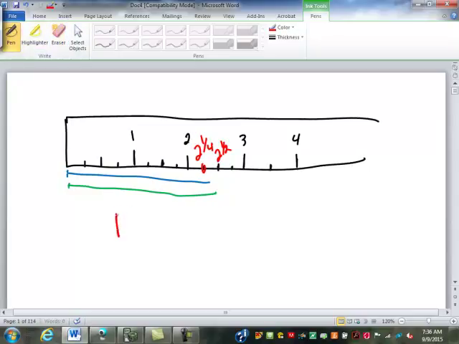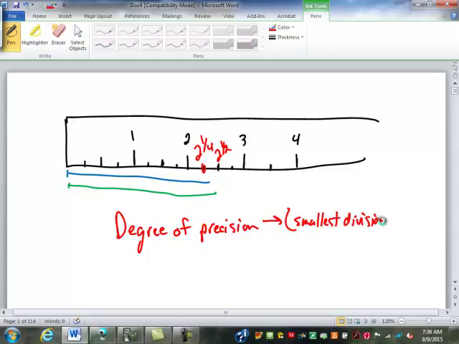We refer to that as the degree of precision. The degree of precision is just the smallest division on the ruler. So this ruler is precise to 1/4 inch. It has a degree of precision of 1/4 inch.